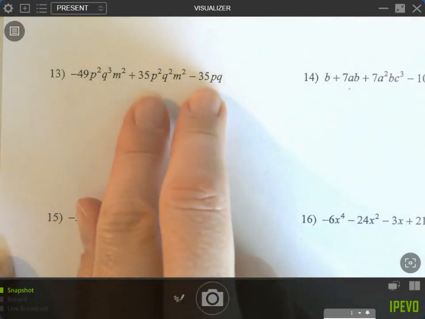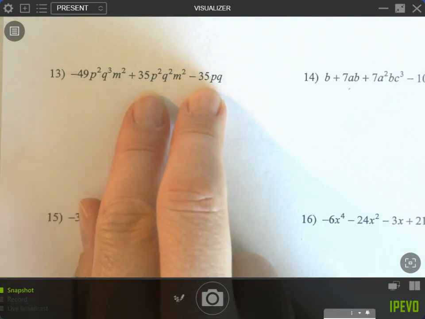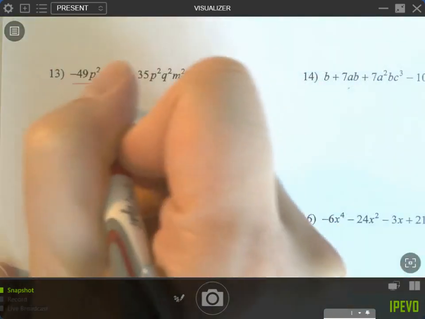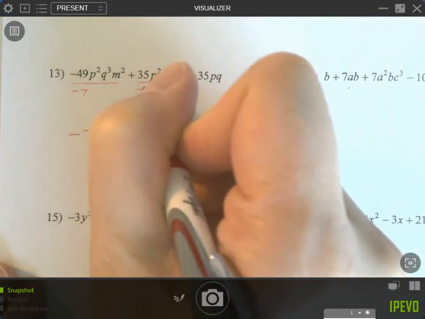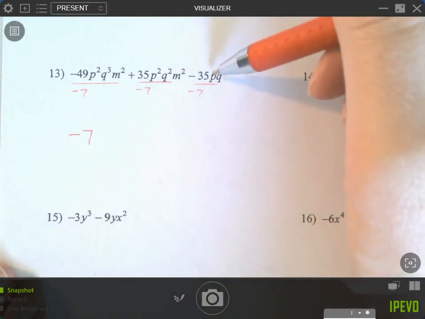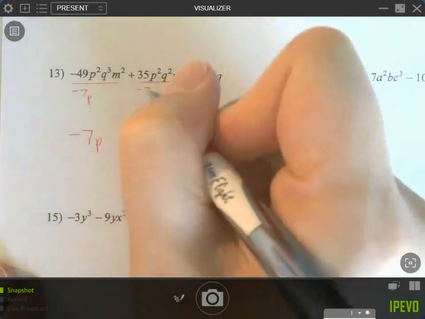I'm looking at these 35s, and I know that's not my factor. What else goes into 35? 7. Does 7 work for everything? Okay. I'm going to do a negative 7, but you could do regular 7. What about p's? Do they all have a p? P2, P2, and a p to the first. So how many p's can I get rid of? Just one? All right.